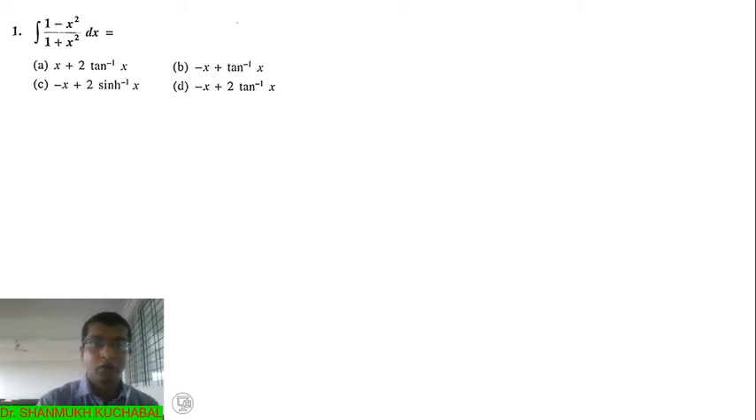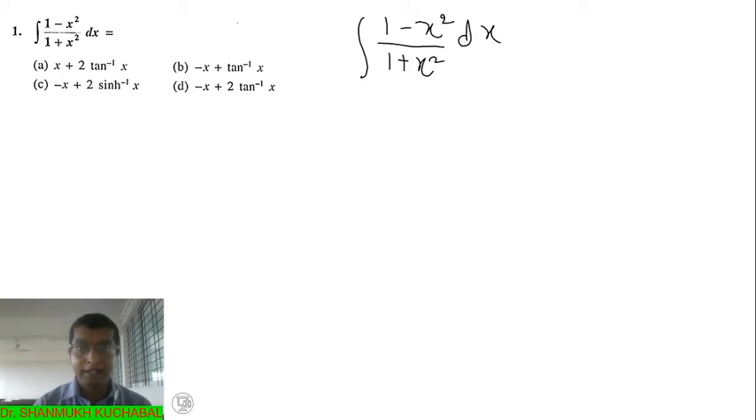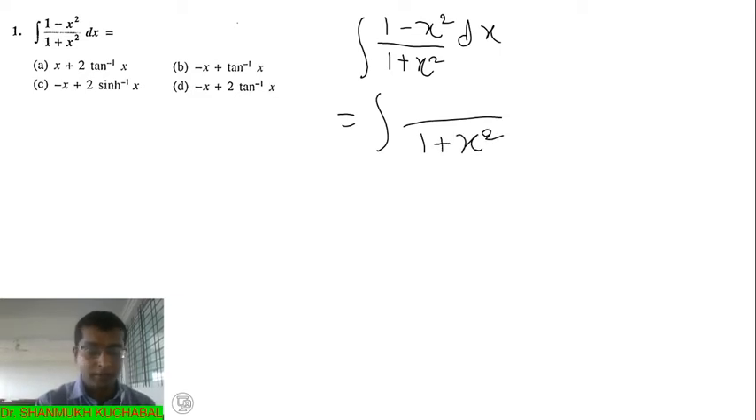integration of (1 minus x square) divided by (1 plus x square) into dx, it is given. Okay, so we have to find the integration of this. The denominator is 1 plus x square, so once again I take it in the numerator, that is 1 plus x square, like this.